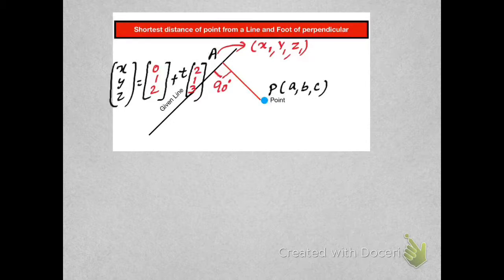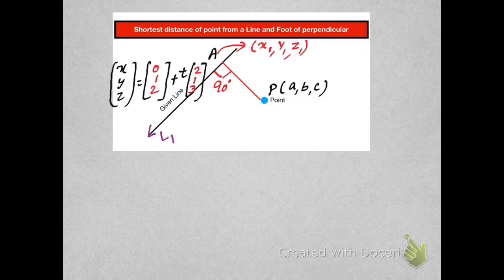Hi guys, it's a new topic for the day, which is the shortest distance of a point from a line and foot of perpendicular. These two things are totally interconnected. If you know one thing, you can figure out the second thing easily. So I have considered my line L1.